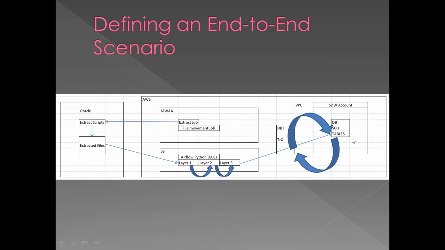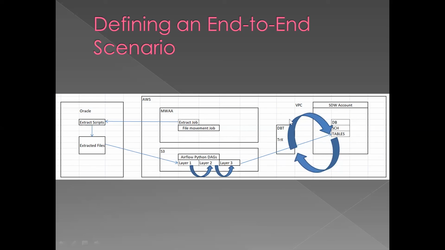So as we know, DBT does something called ELT. First of all, we extract, we load, and then we perform the transformation on top of that. This is one scenario in one of our businesses for which we are doing this.